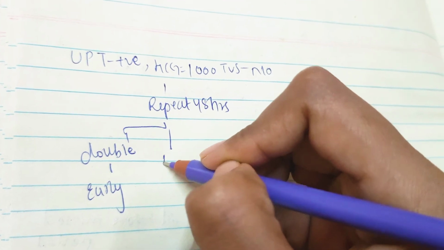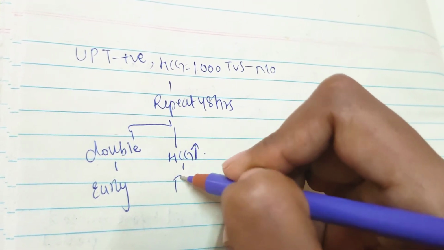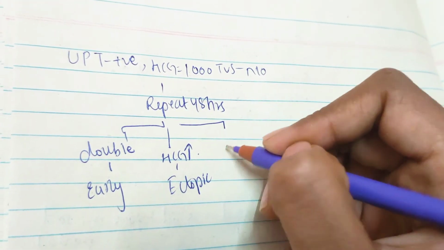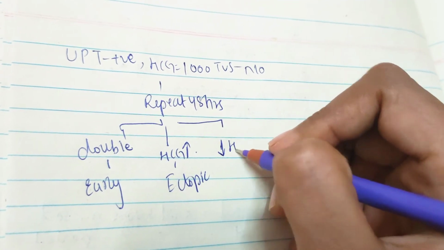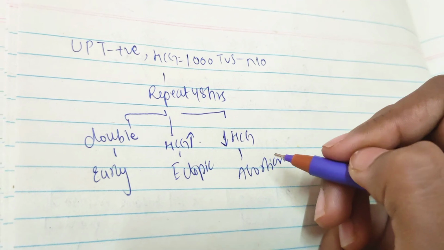And if it will not double, but it will increase, it will increase but no doubling, then it is ectopic. And if HCG level is lower, then it is abortion. So these are the things we need to see.